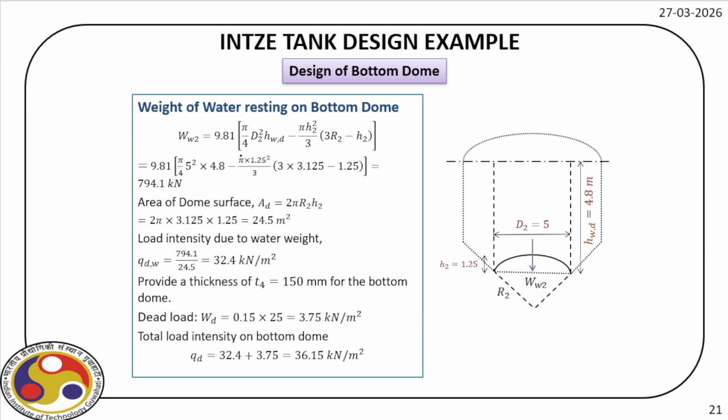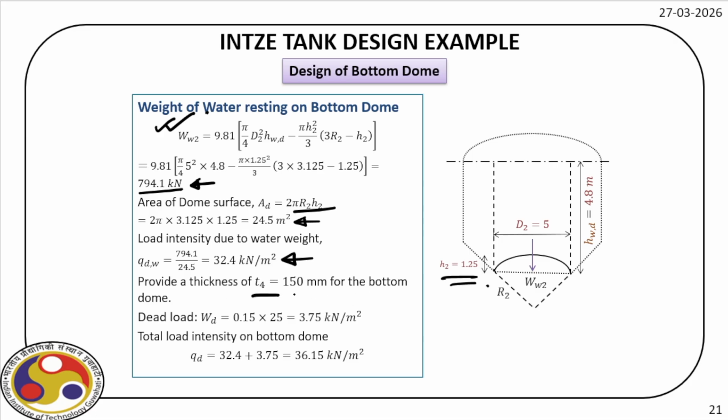Now weight of the water, because over the bottom dome the weight of the water will come, and for that you can see this dotted line, this much of weight of the water will come over this bottom dome, and that we have estimated here, which is 794.1 kilonewton. Now area of the dome is evaluated here, twice pi R2 times H2, that is the radius of the bottom dome and the rise of the bottom dome. So it is 24.5 meter square. So the load intensity, we divide this load by the area. So we get the load intensity, which is 32.4 kilonewton per meter square.